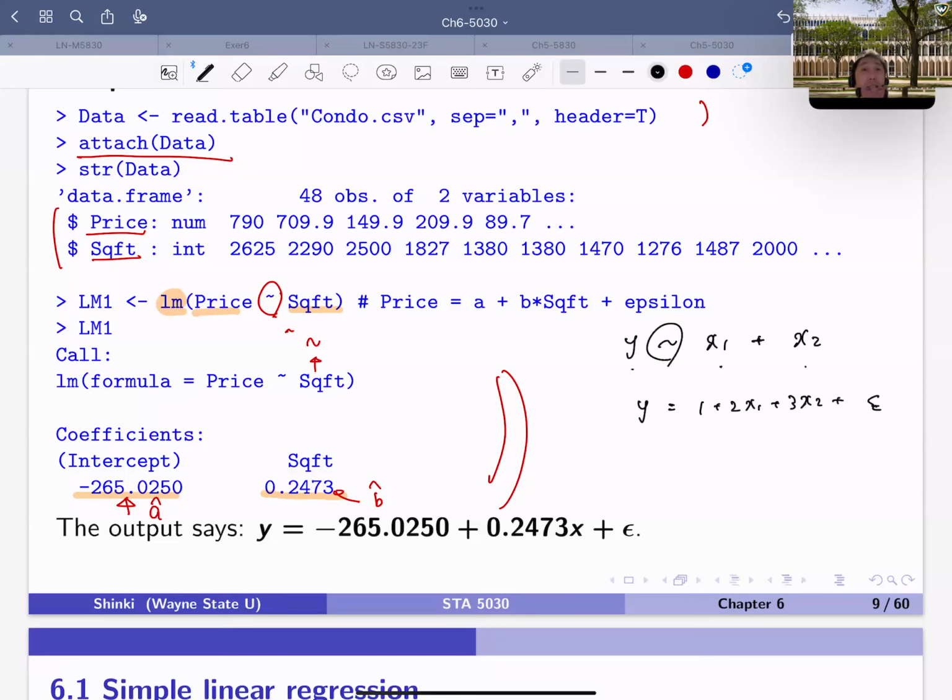So this symbol means the left-hand side is explained by the right-hand side. Another question. So can we do anything with the tilde operation in our own code?